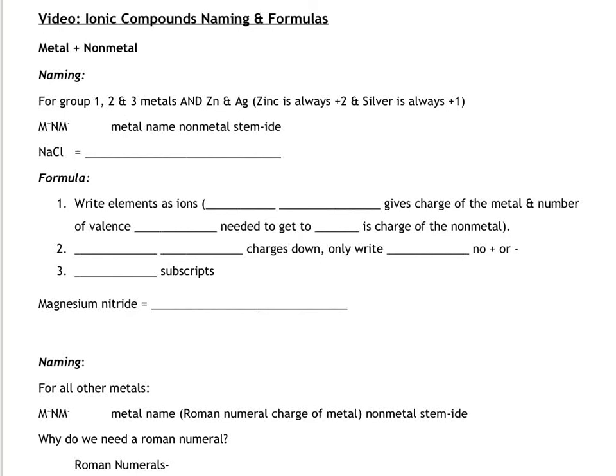This video is on ionic compounds, naming, and formulas. There are three different types of ionic compounds that we can name. We can name ionic compounds that have metals in groups 1, 2, and 3, all other metals, and then ionic compounds that contain polyatomic ions.